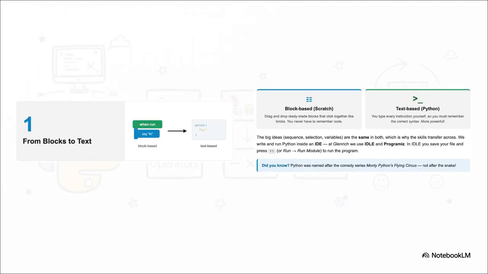But notice how perfectly the old connects to the new. A green when run block and a blue say hi block from Scratch map directly to just typing print hi in our new text editor, which we call an IDE. I really want you to remember this. The big ideas, things like sequences and making decisions, they are exactly the same in both. You already know how to code. You're literally just learning a new language to express those exact same ideas.